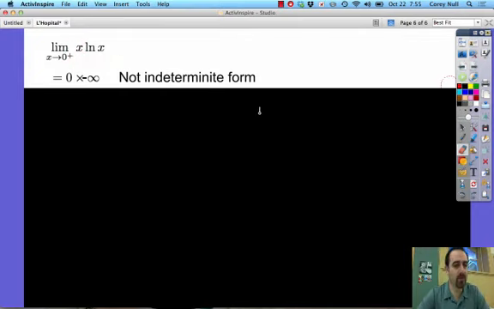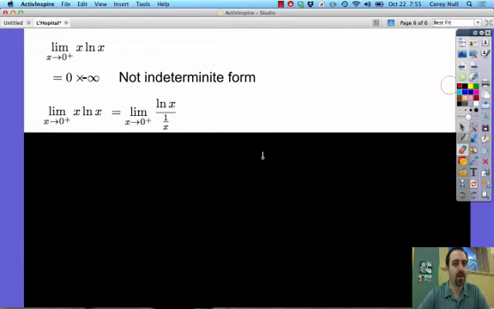However, we can play a little bit of a game here. I can notice that x times ln of x is the same as ln of x divided by 1 over x. So take a look at that. Make sure you're confident that that's true, right? If I multiply the numerator and the denominator here by x, do I get the same thing? I do. This is a nice way to rewrite it.